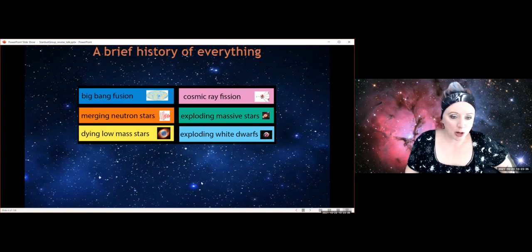But now I want to talk about where heavy elements come from. So we talked about how we need to make oxygen and nitrogen and carbon to make us. We also need to make silicon and magnesium and iron to make planets. And we want to know where they come from. So some stuff is made in the Big Bang. That's the helium and maybe a bit of lithium.